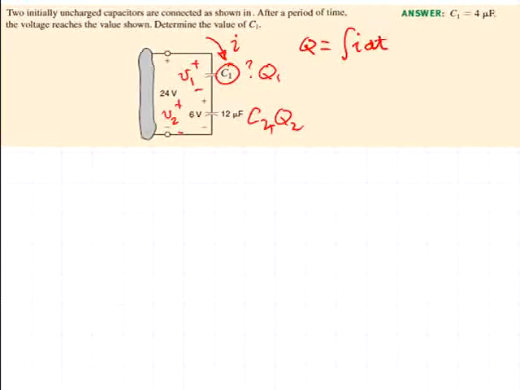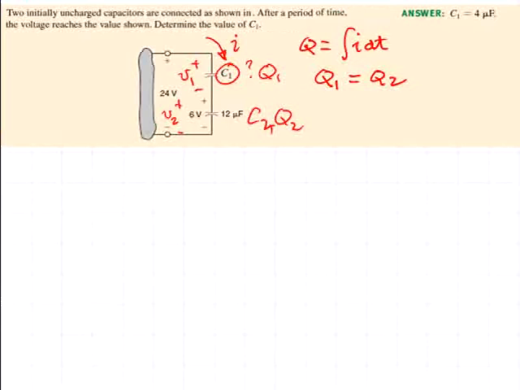We'll have that each capacitor will take on the same amount of charge because the same current is flowing in each of those for the same period of time. So the principle will be that Q1 is equal to Q2. And finally, we'll proceed with the calculation here.